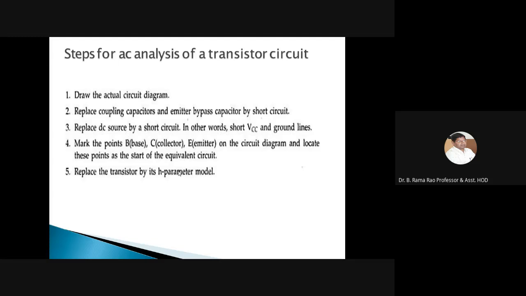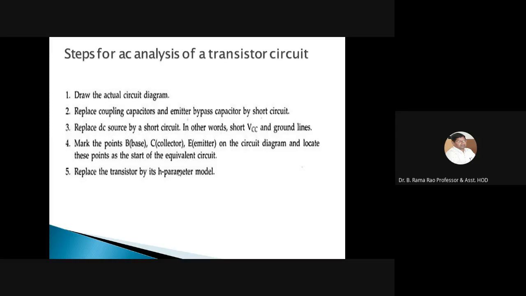So with this we have completed the analysis of all the configurations, CE, CB, and CC, with the exact model, the approximation model, and with emitter resistance taken into account. Two topics are left: FET as a VVR and FET analysis.